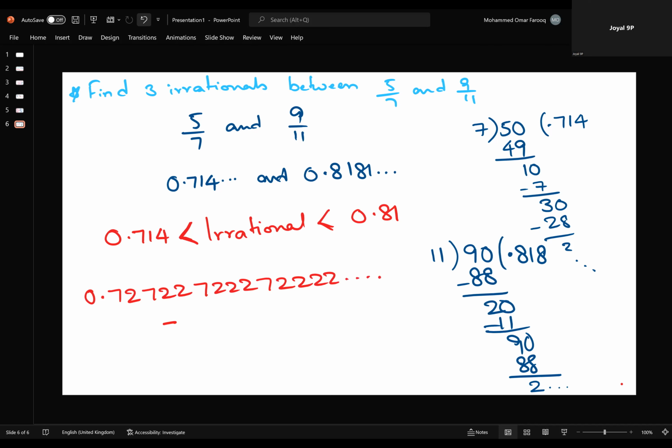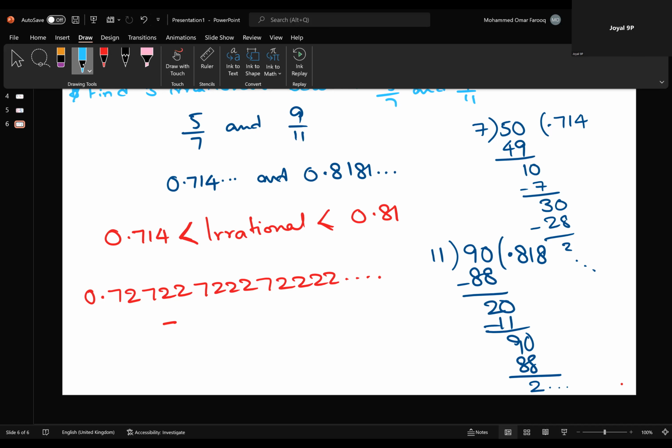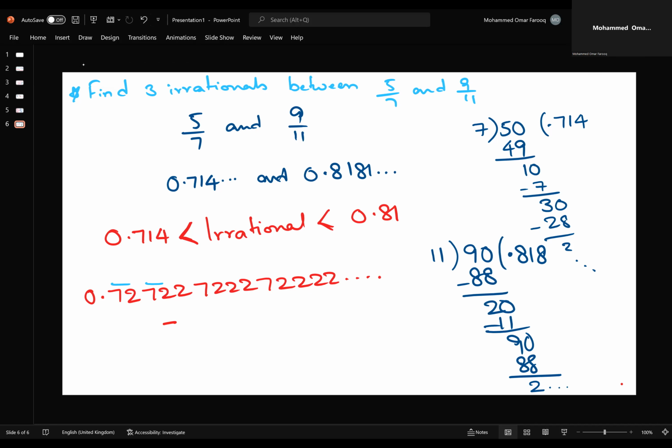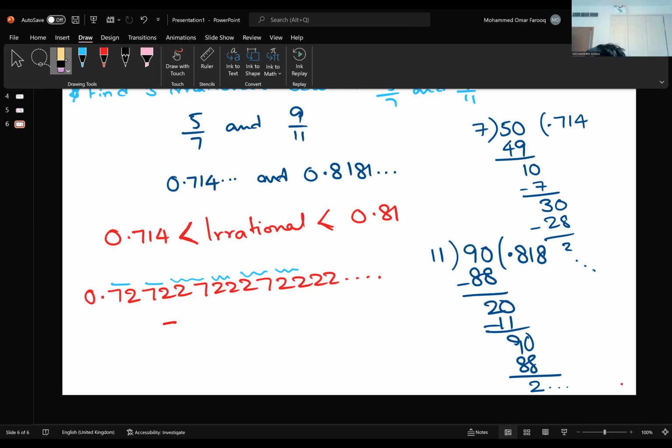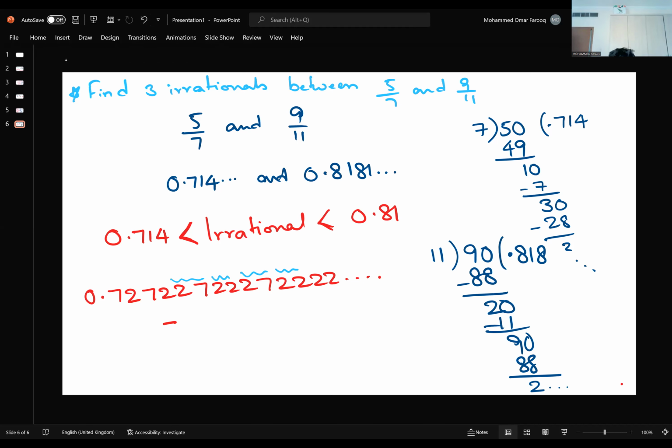So it is non-terminating and non-repeating, right? Is it repeating? Yes, it is repeating: 7272, then it came 27, then 22, then 27, then 22. No, it's not repeating. If it is 72, it should be 72 till the end. Is it right?